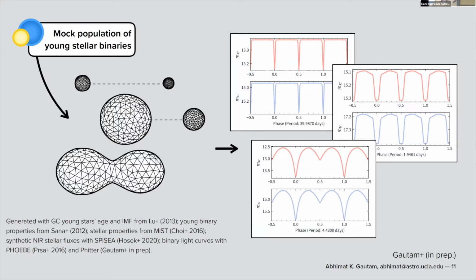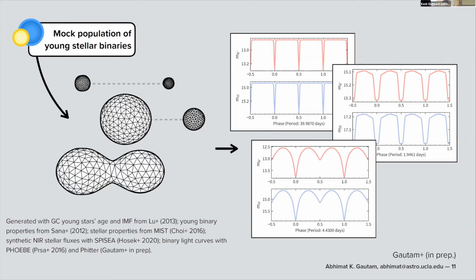So for that top system, that's a very detached system, so you have narrow eclipses. And then once you start pushing stars closer together, you end up getting broader eclipses in phase, maybe some ellipsoidal variability. And with contact systems, you can get these very broad eclipses and variations in the light curve.